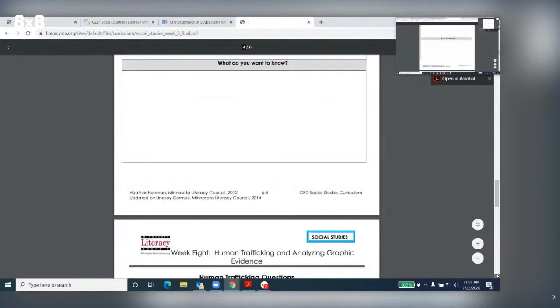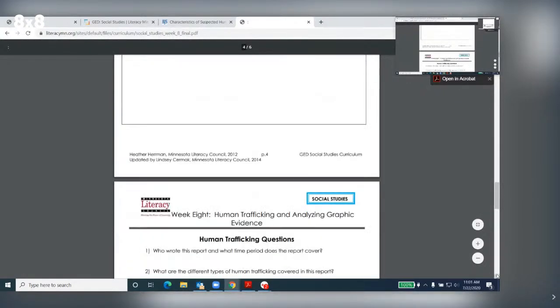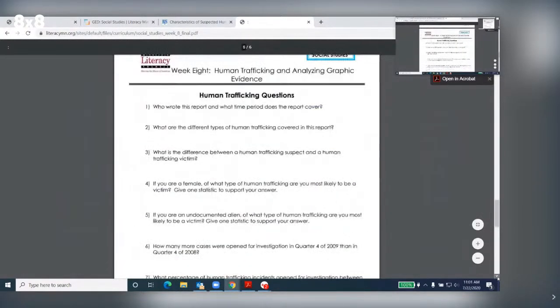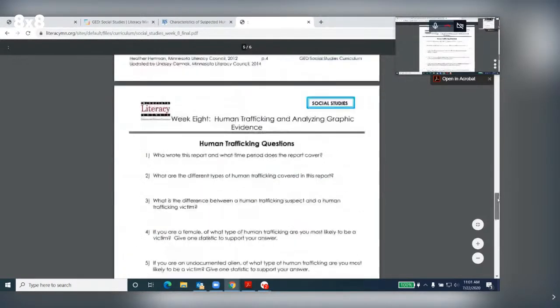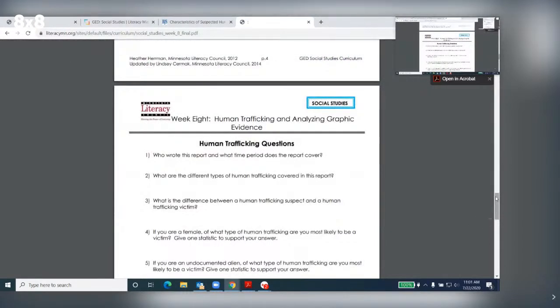And then there are, let me see, 8 questions about human trafficking, and I'll go over them. When you do the reading, it says, who wrote the report and what time period does it cover? What are the different types of human trafficking covered in this report? What is the difference between a human trafficking suspect and a human trafficking victim? If you're a female, what type of human trafficking would you most likely be a victim of? Give 1 statistic to support your answer.